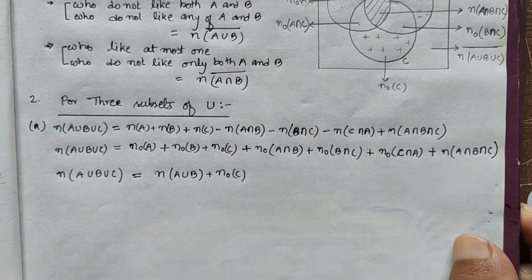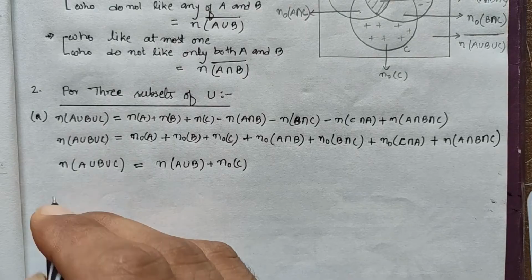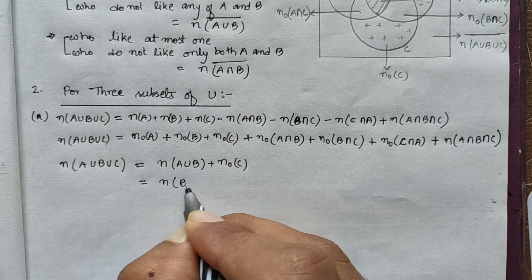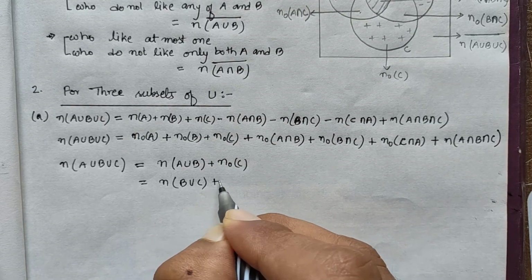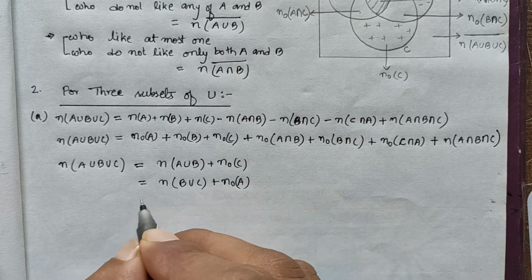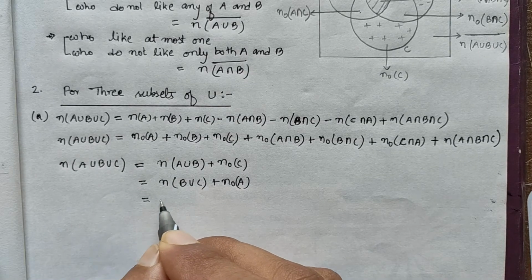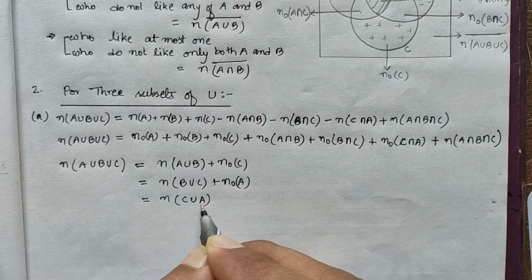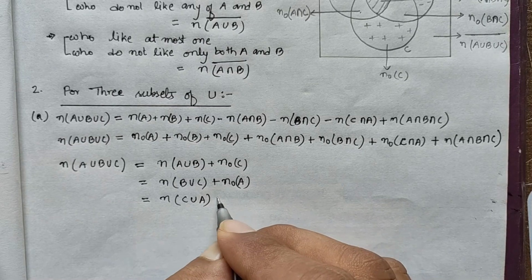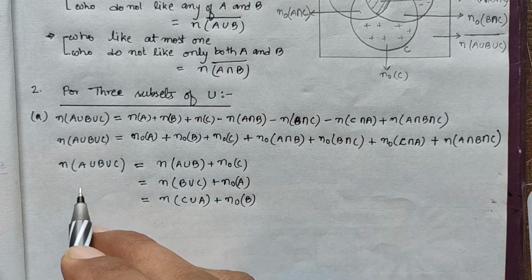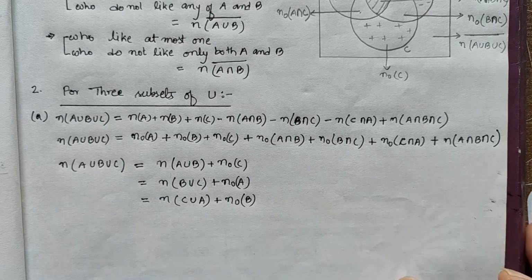And let's write other formulas. Another formula we can write is n(B union C) plus n(only A), similarly to this formula. And for this one also we have another formula, n(C union A), or A union C, same thing, plus n(only B). Okay, these are the formulas for A union B union C.